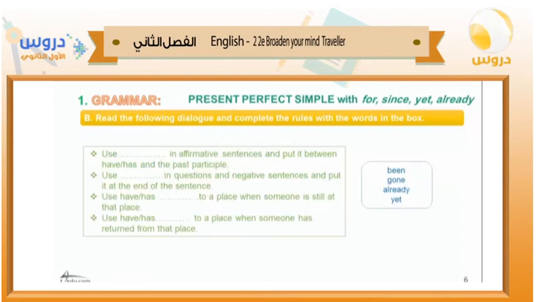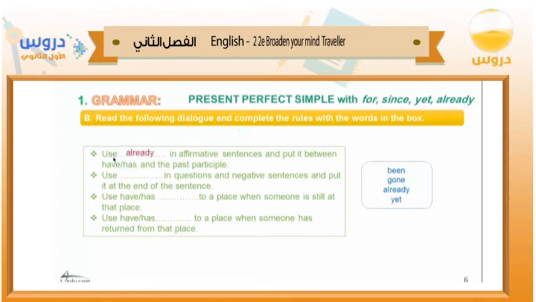Now, look at these words in this box. Been, gone, already, yet. Okay, now complete the rules with the words in the box. You have here 4 rules. Complete it with the words inside this box. Okay, let's check your answers.